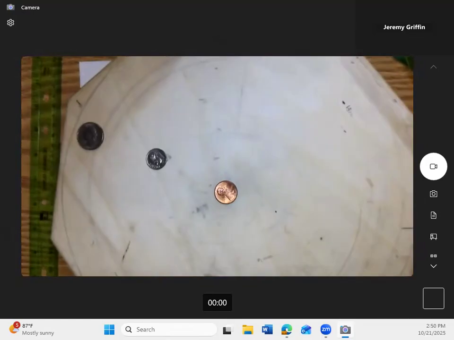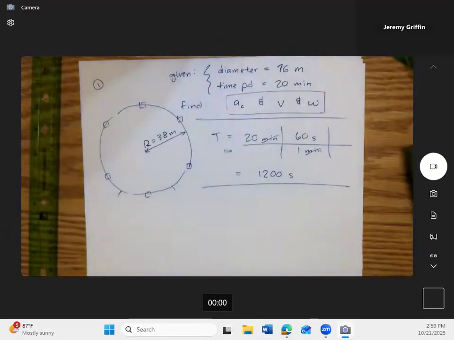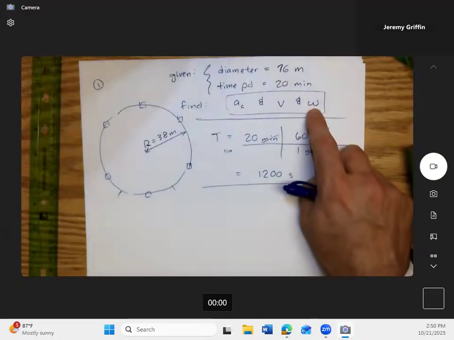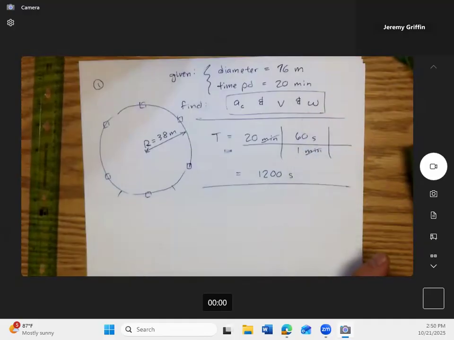I would probably chase down that value first. And different ways to do it. But if I want to chase down this omega first, can you guys think of a way to get how many radians per second? Who can think of a way to do that?